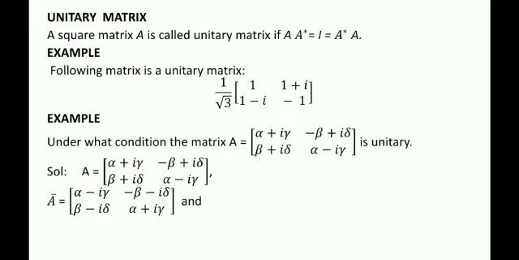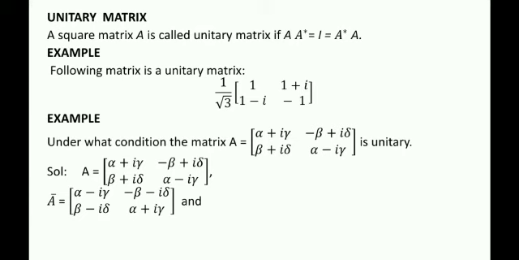What is a unitary matrix? A square matrix A is called a unitary matrix if A into A star is equal to I, which is the identity matrix, is equal to A star into A. So to show that a given matrix is unitary, we will find out A star first, then we will find the product of A and A star and A star A. And we will see that this resulting matrix is the identity matrix.